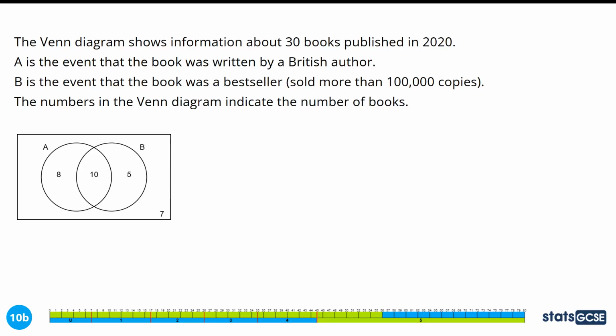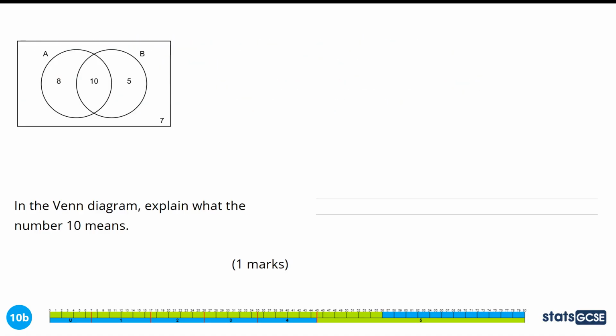The Venn diagram shows information about 30 books published in 2020. A is the event that the book was written by a British author. B is the event that the book was a bestseller, as in sold more than 100,000 copies. The numbers in the Venn diagram indicate the numbers of books. In the Venn diagram, explain what the number 10 means. The 10 is in the overlap of A and B. So it will be the number of books written by a British author and were a bestseller.